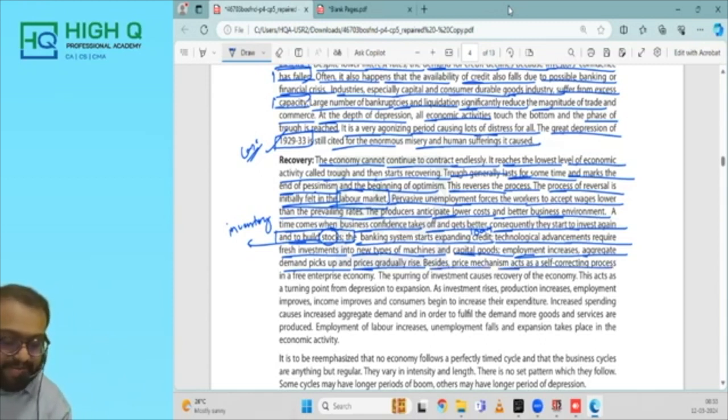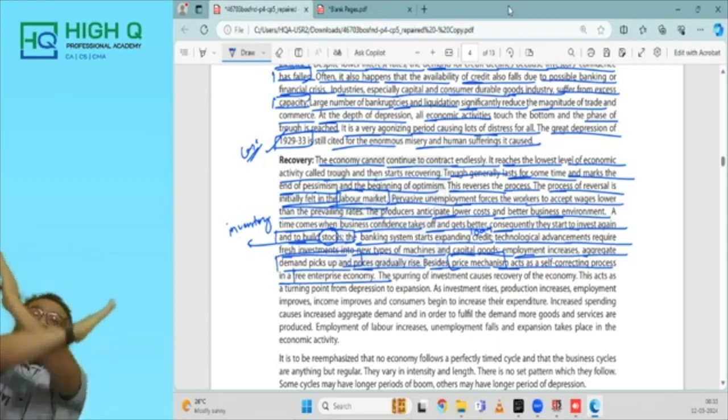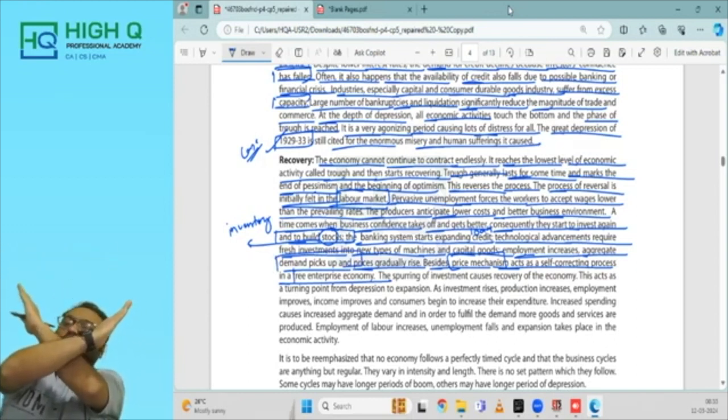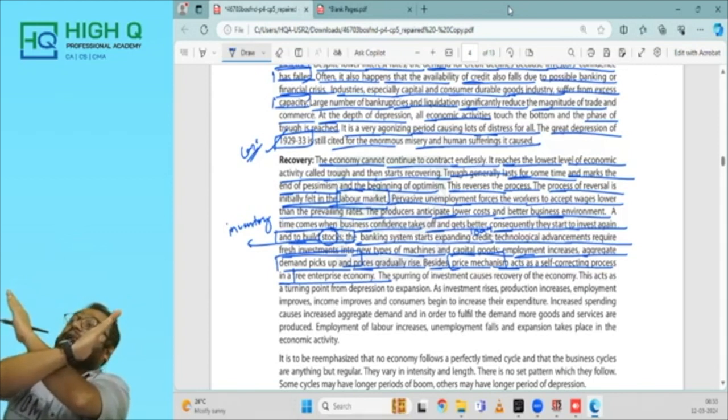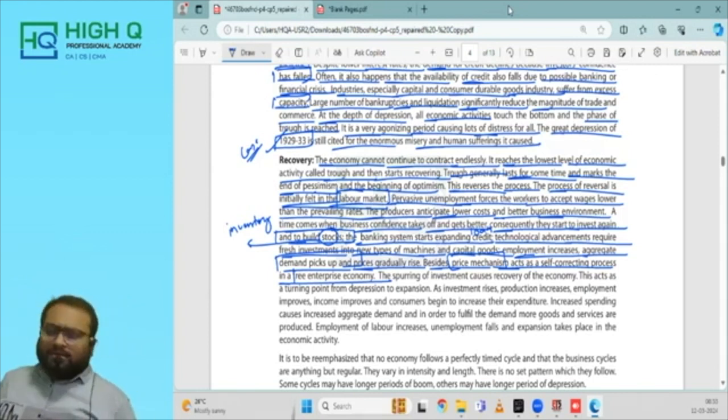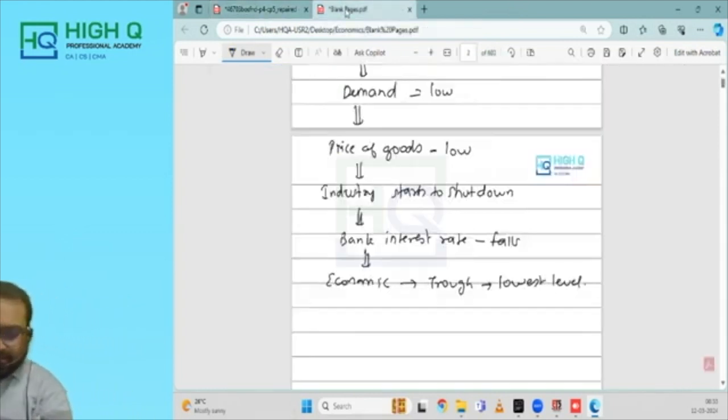Besides, price mechanism acts as a self-correcting process in the free enterprise. What is price mechanism? Demand and supply. You know this? What is this? Equilibrium. Sir, equilibrium? You know this diagram?